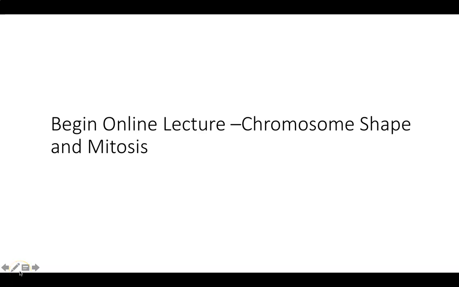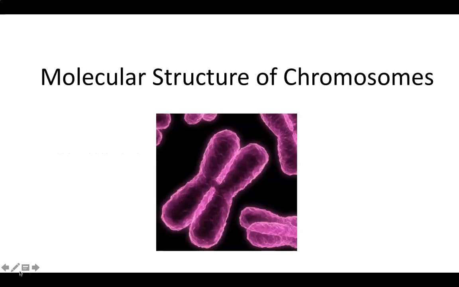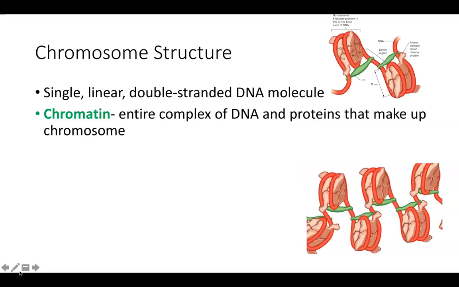All right, so this online lecture is mostly about chromosome shape, and we're going to spend a lot of time on mitosis, which is the process in which our cells are actually going to replicate, in particular the nucleus, how we split our nucleus in half, and the process that goes along with that. As we dive into the structure of chromosomes, we touched on that a little bit with the first online lecture, but I want to talk about it a little more in depth.